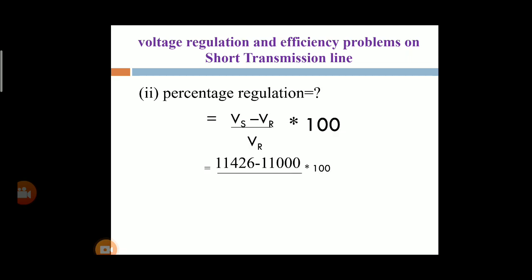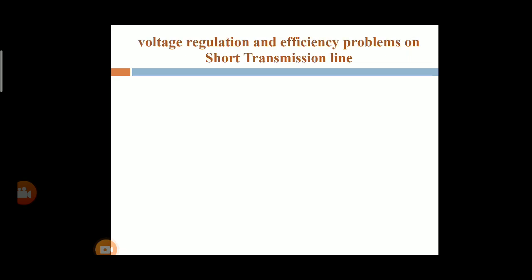The sending end voltage Vs is 11,426 minus the receiving end voltage 11,000 volts, divided by VR, which is 11,000, into 100. By calculating this value, we obtain the percentage voltage regulation, that is 3.8 percent.